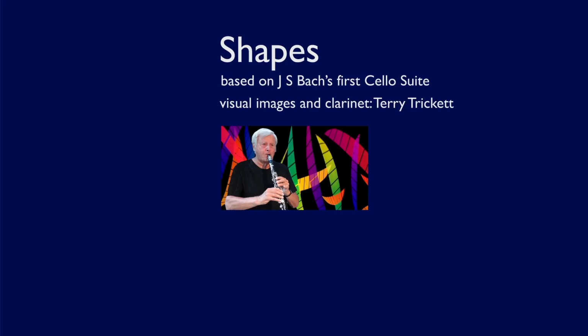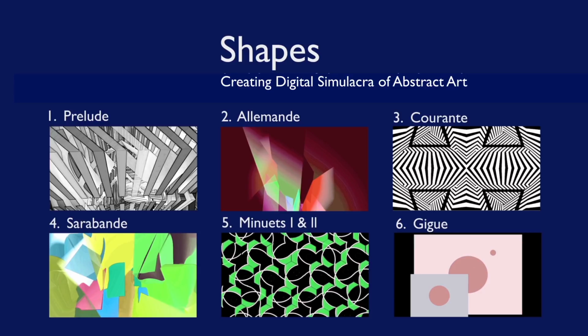I'm performing Shapes as a piece of visual music. It's based on a transcription of J S Bach's first cello suite, which I play on the clarinet. The suite's 6 movements provide opportunities for expressing the intrinsic relationship that exists between music and abstract imagery.